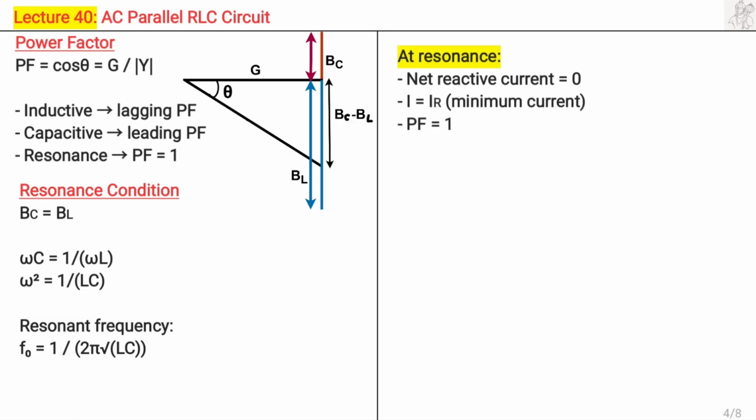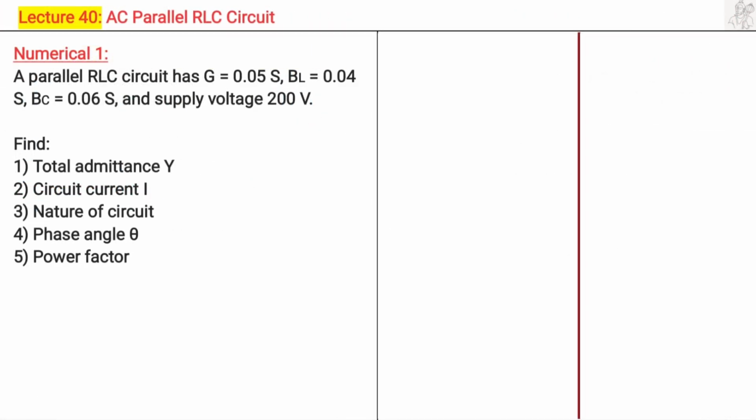So from here we can conclude that at resonance net reactive current will be equal to 0. The current will be equal to IR, that is the minimum current, and the power factor will be equal to 1. So let's solve this numerical to further the understanding.